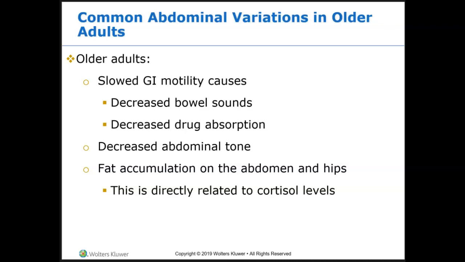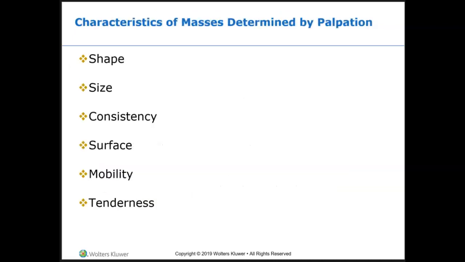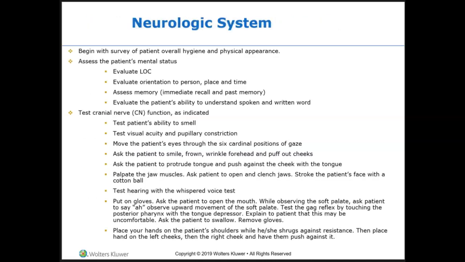Remember, as we age, we have less subcu tissue, right? Less fat. So that's why the elderly are cold all the time, right? Many times because of the loss of heat through the skin, because of the lack of subcutaneous tissue, all of these things, right? If there are masses palpated, you're going to note the shape, size, consistency, surface, mobility, and the tenderness.